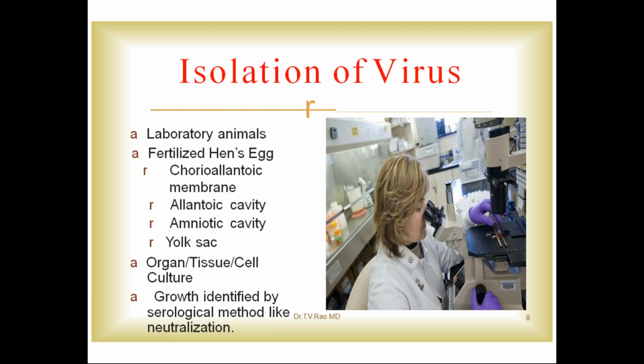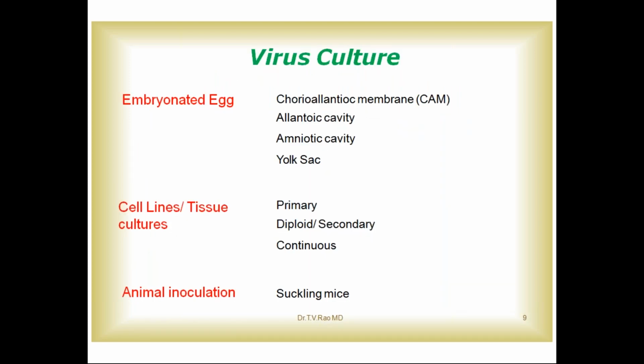The growth is identified by serological methods like neutralization. After getting the growth in the various tissues and various embryonated eggs, growth is identified by using the neutralization method, neutralizing the antigen by using the antibody. It is called neutralization. See, these are the various techniques: virus culture, embryonated egg, chorioallantoic membrane, allantoic cavity, amniotic cavity, yolk sac. Today we will discuss all the four sites for the growing of the viruses.